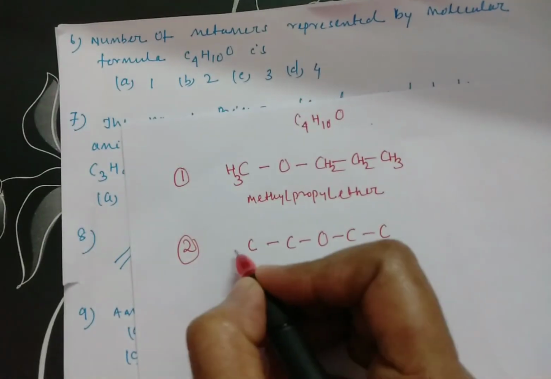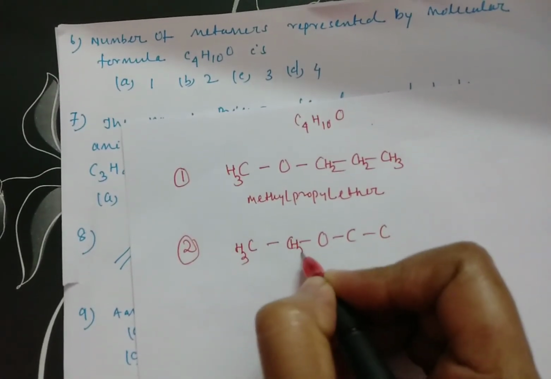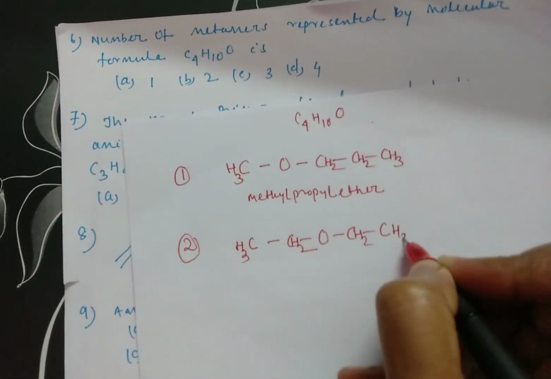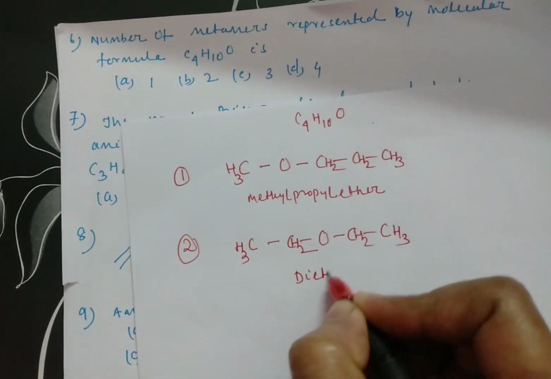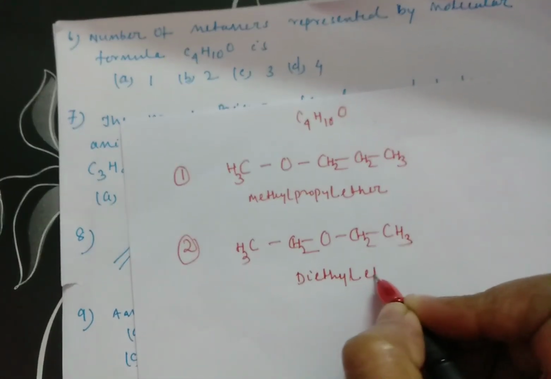Next compound is, if I write the compound with oxygen in the middle, this is your CH3, CH2, CH2, CH3. This is your ethyl group, this is another ethyl group. The name of the compound is diethyl ether. The second compound.